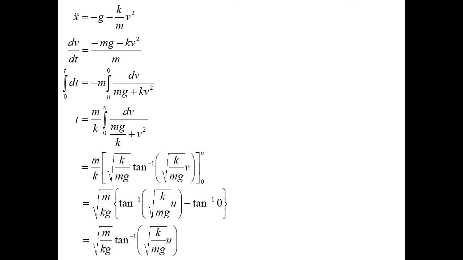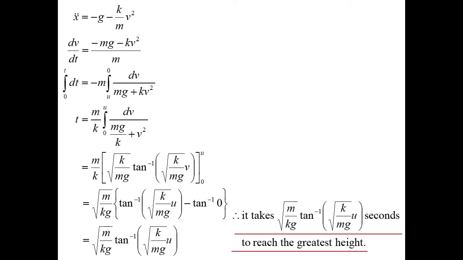But we've ended up with inverse tan, so we have 1 on a. Well, a would be the square root of mg on k. So 1 on a is k on mg, inverse tan, that same square root, but times v. Sub in the u, sub in the 0. I've also multiplied those constants together. I've ended up with root m on kg. Inverse tan of 0 is 0, that's nice. So I have this one, root m on kg, inverse tan, root k on mg, u.